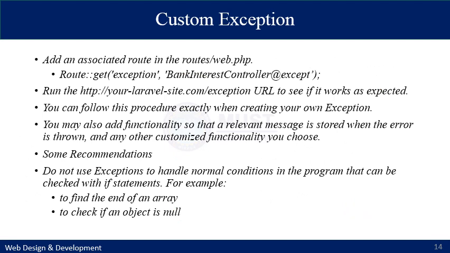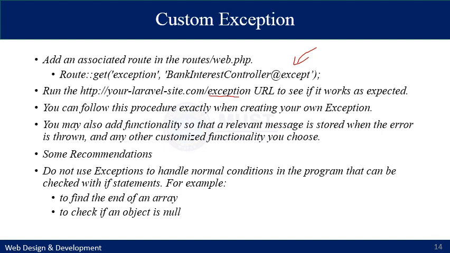You can also add an associated route in routes/web.php and get the exception route, providing the method name accept. Run your application and write an invalid URL to see if it works as expected. You can follow this procedure exactly when you are creating your own exception.